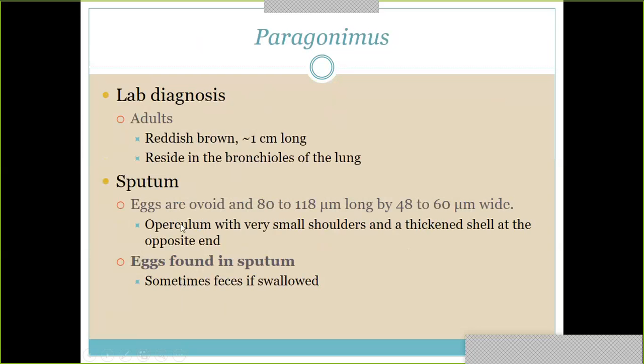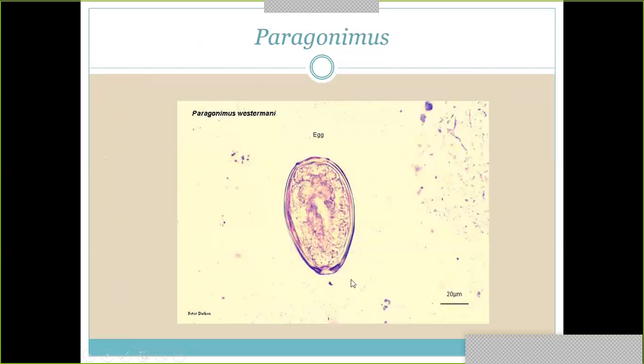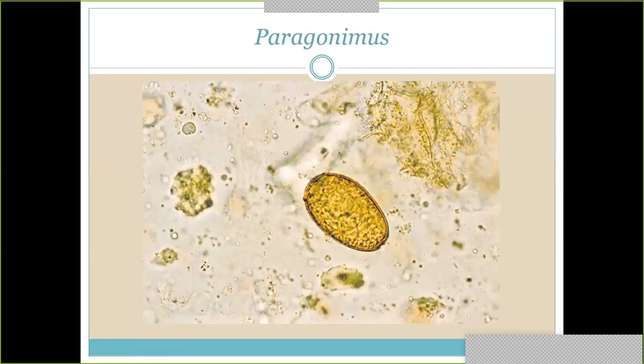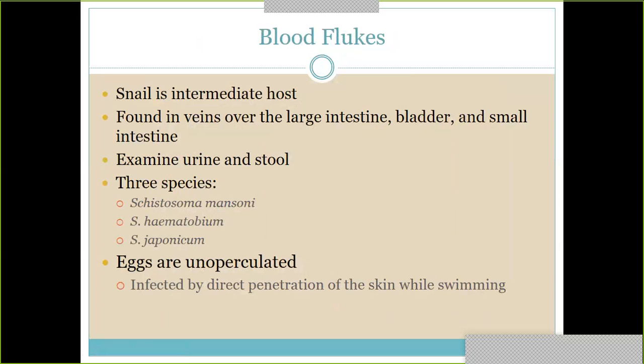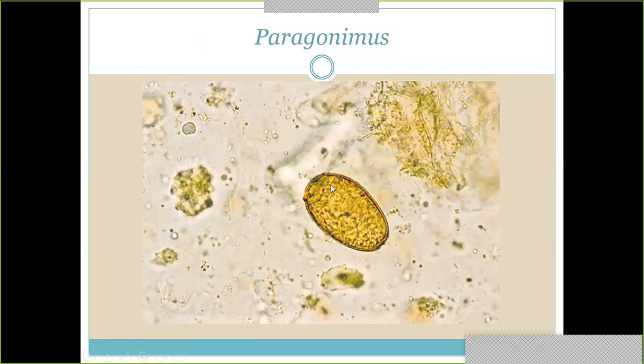All right, so the look here is it has an operculum with very small shoulders, but a thicker shell at the opposite end. So on the bottom of this is the operculum, and then as it gets to the other end, it gets a really thick shell. So you do need to know Paragonimus westermani. There's not much else exciting on this one. There it is again. I know it looks similar to Fasciolopsis, but it's not. So just do the best you can with Paragonimus. One thing I should mention on Paragonimus is sometimes you can see the individual insides. I have a picture that we'll look at in class that maybe will help show that.